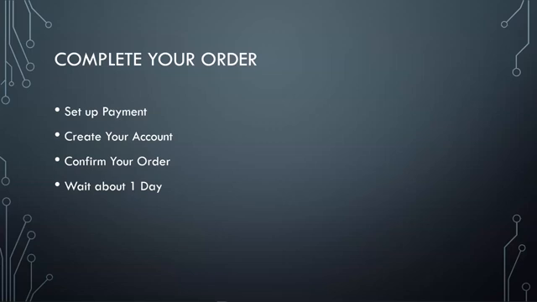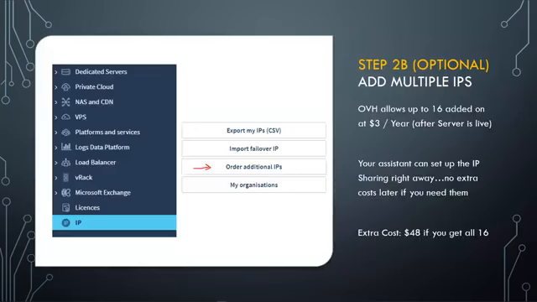So that's it. You complete your order. You set up your payment, you create your account, confirm it, submit it, and you'll end up waiting a day. You'll get an email back that says that your server is done and configured, and they will give you a root user, and they will give you the password to get into that. And those will be needed by your Fiverr helper.